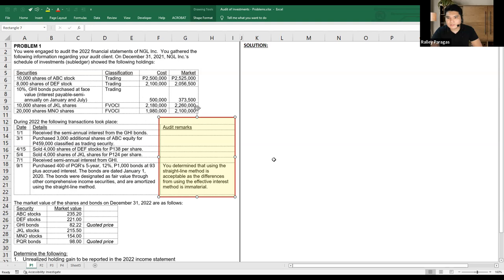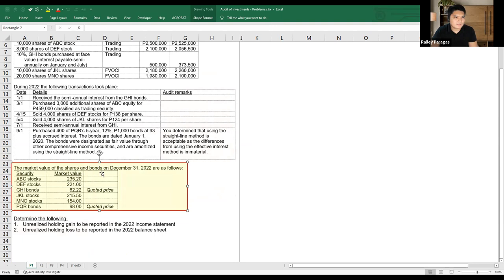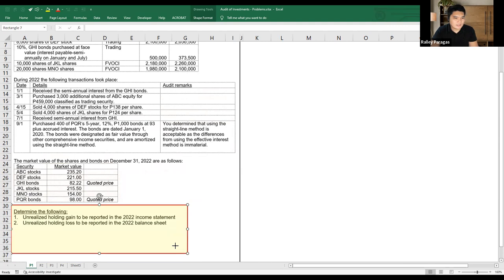That's fine. Next section. Binigay tayo ng market value. The market values of the shares and bonds on December 31, 2022 are as follows. So, meron kang security, meron kang market value. So, gagamitin din natin yan supposedly eventually. Okay. So, the requirements. Determine the following. Unrealized holding gain to be reported in the 2022 income statement. And then, unrealized holding loss to be reported in the 2022 balance sheet.